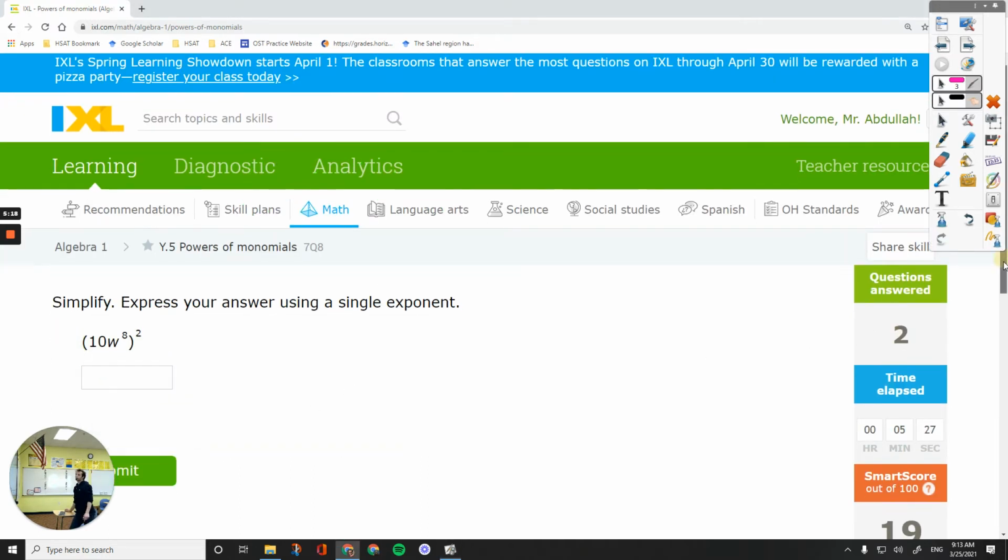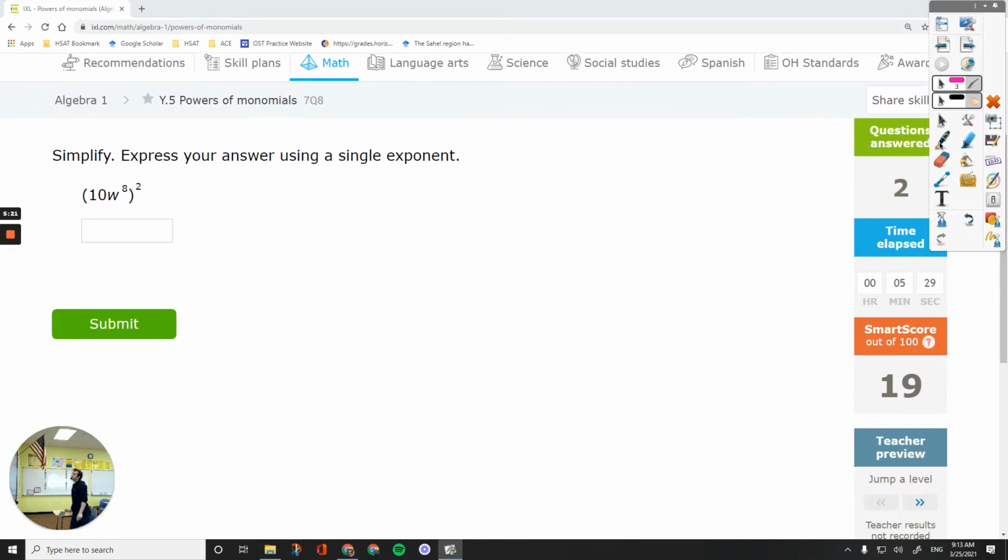Now let's do this one too. Okay, so same. I have 10 squared is 100 times w to the power of 8 squared. So you have two exponents in here, power of a power, multiply them together. The base is w, 8 times 2 is 16. So 100 times w to the power of 16.